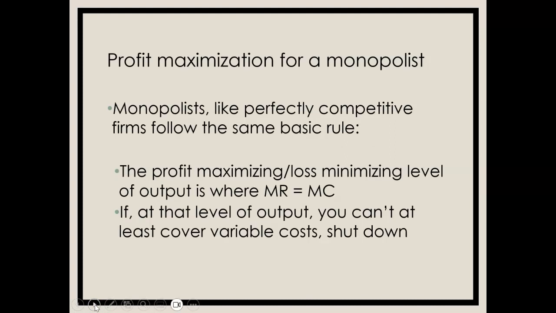Okay, so let's go back to profit maximization for the monopolist. Monopolists, like perfectly competitive firms, follow the same rule. The profit maximizing, loss minimizing level of output is where marginal revenue equals marginal cost. If at that level of output you can't at least cover variable costs, you should shut down.